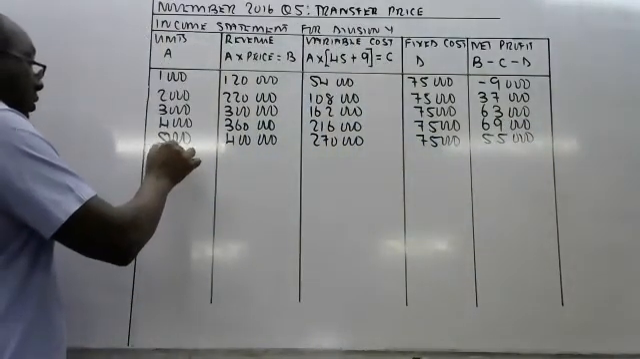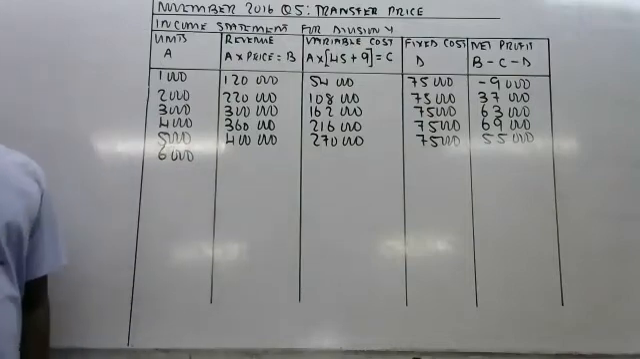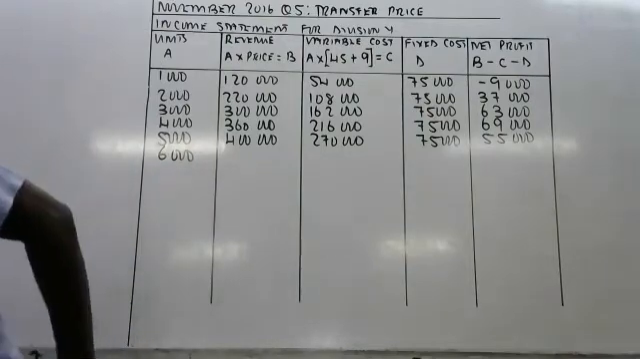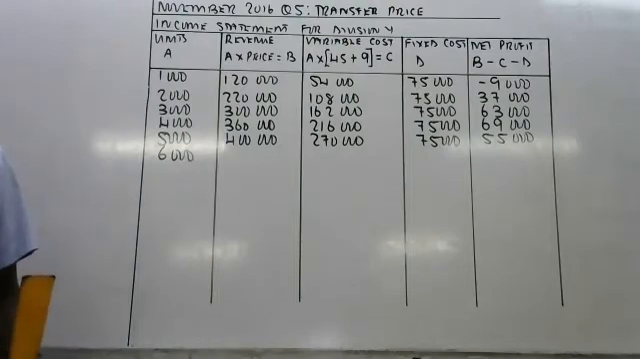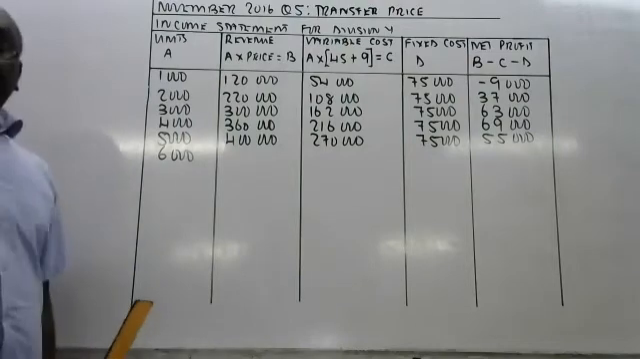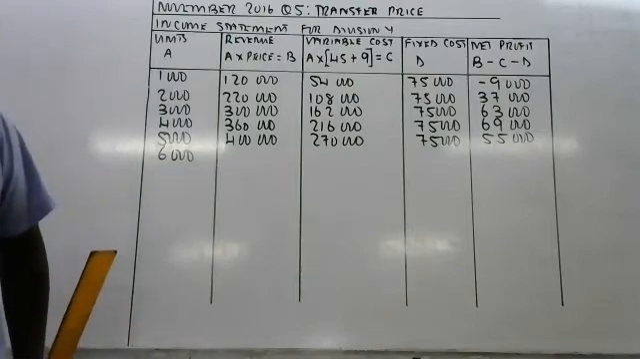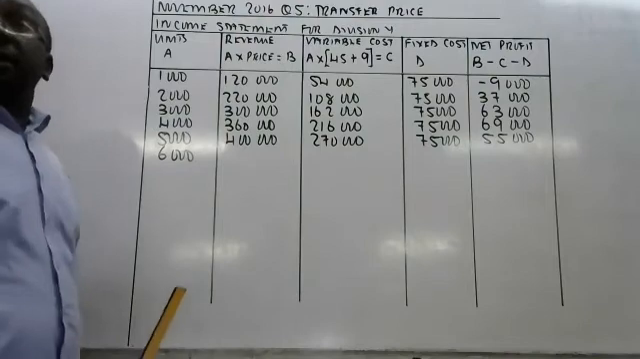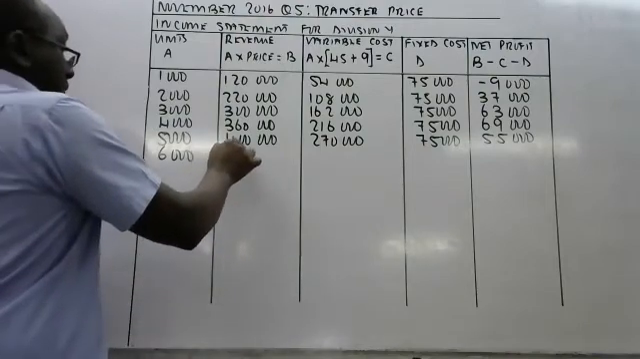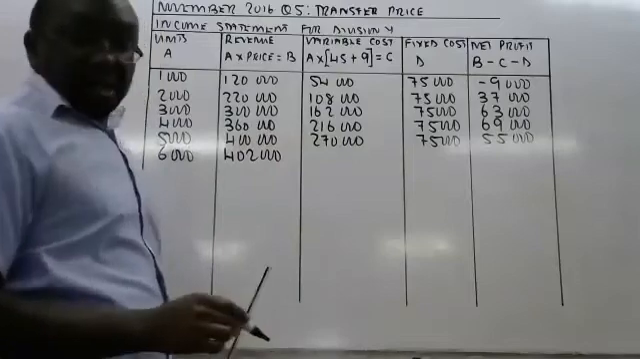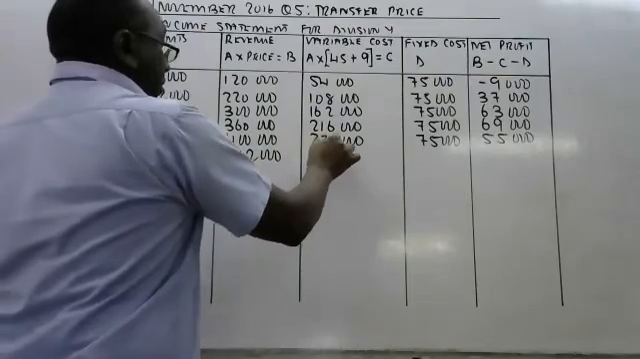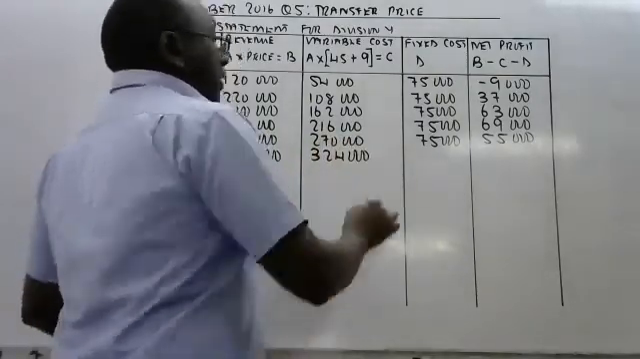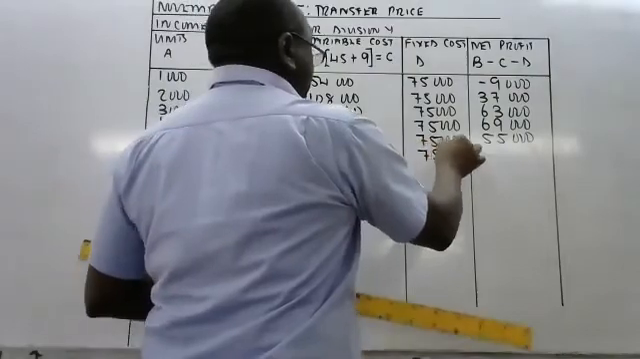Then we are beginning 6,000 at, is it 67? 67. Okay. So multiply 6,000 by 67, and then the variable cost is 324,000. The fixed cost 75,000.